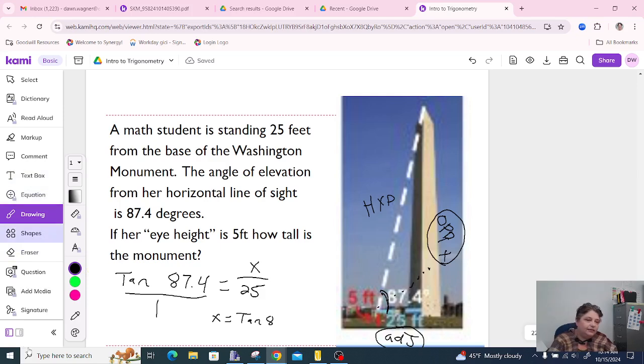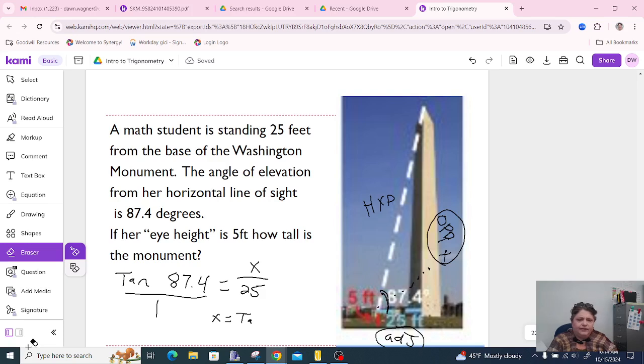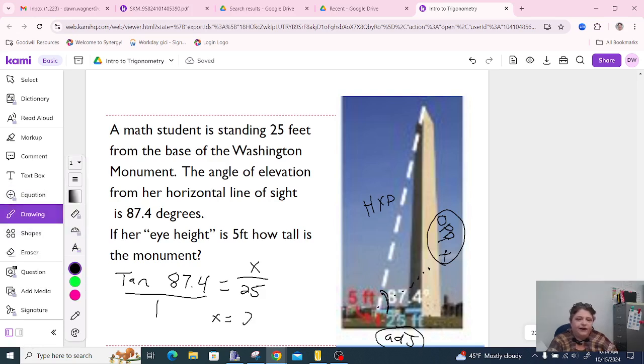Where's my eraser? I don't have my glasses on. That's the problem. Sorry. 25 times tangent 87.4. What answer do you get? 551, 551 feet.